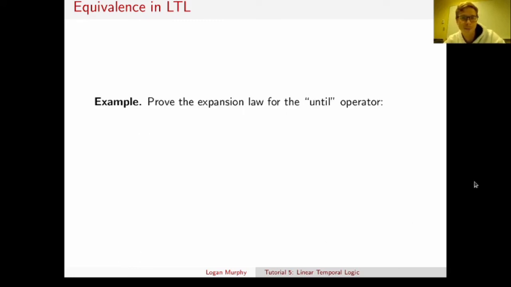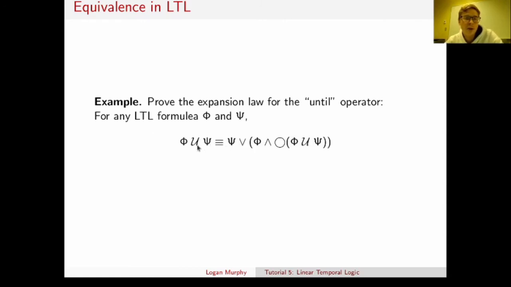So now we're done. Okay, this is going to be the last proof of this tutorial. It's a little bit trickier, so if you found those proofs a little bit hard to work through, then maybe spend some more time on that. And if you're ready for something a little bit longer, this will be an interesting one. So we're going to prove the expansion law for the until operator. This says that for any formula phi and psi, phi until psi is equivalent to either psi or phi and next phi until psi. It's a bit of a mouthful.